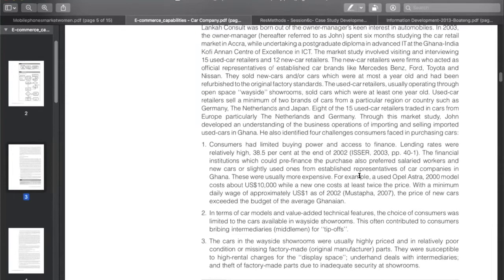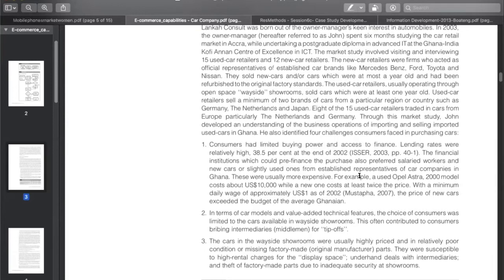For example, now look at it. A used Opel Astra 2000 model cost about $10,000, and the new one cost about twice the price, with a minimum daily wage of approximately $1. A comparison of 2000 as of 2002. The price of new cars exceeded the budget. When you do the comparison, we can see here that the price of the new cars will exceed the budget of the average Ghanaian. That is all I'm trying to say.